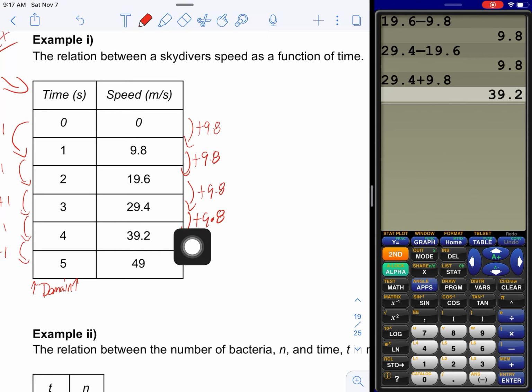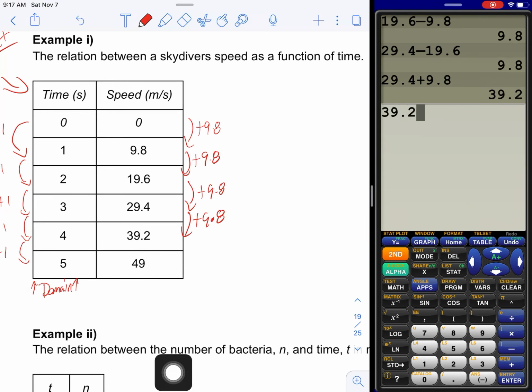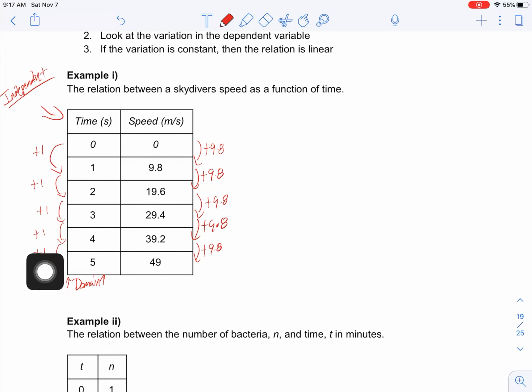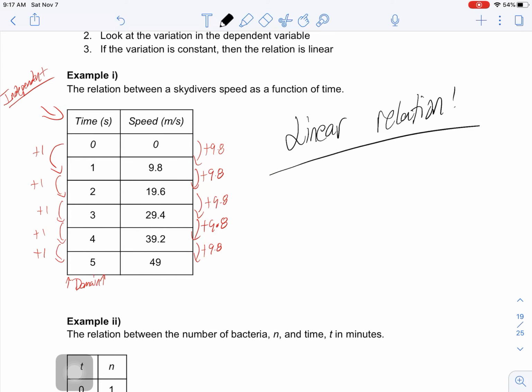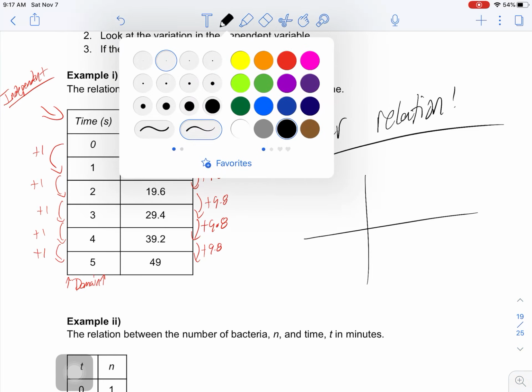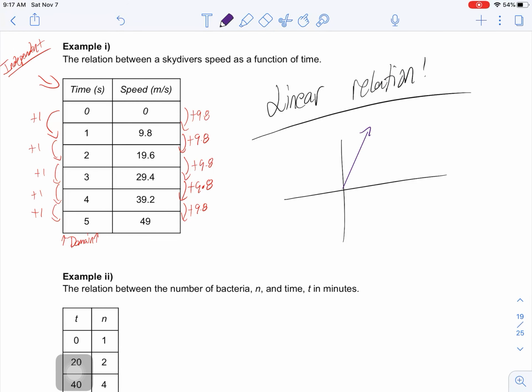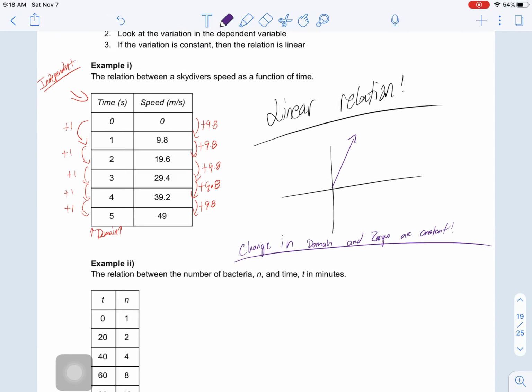And I'm going to guess adding 9.8 to 39.2, hopefully that brings us to 49. So let's check here. And it does. So add 9.8. So as you can see here, we are going up by a constant rate on both sides. So this thing is a linear relation. Okay, so if we were to graph this thing, understand that our graph would be perfectly straight. Okay, so this is a linear relation. Both are going up by constant rates. So the change in domain and range are constant. Okay, so these are linear relations.